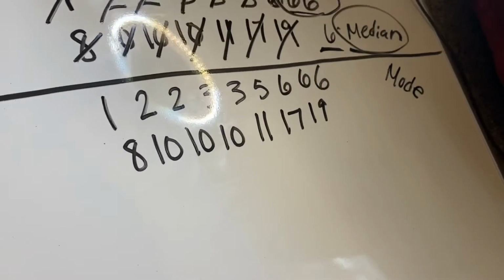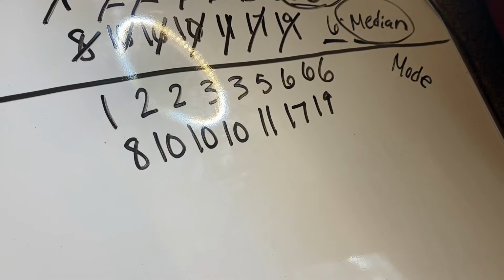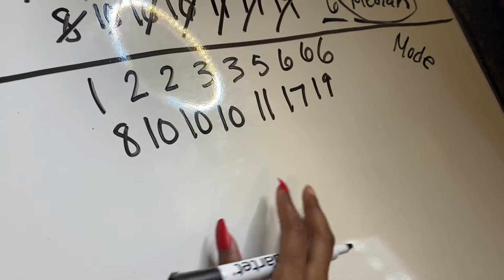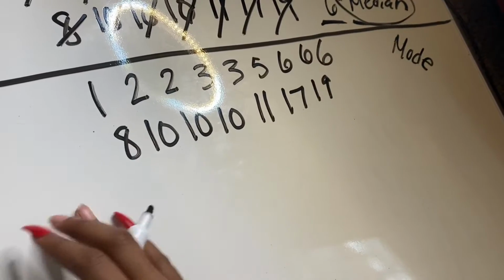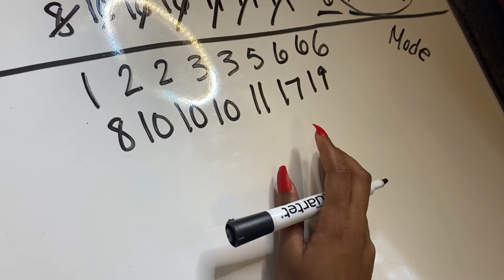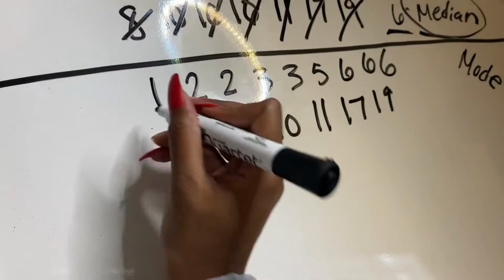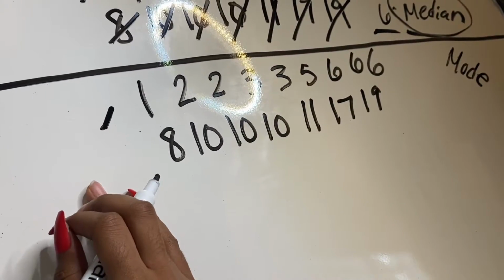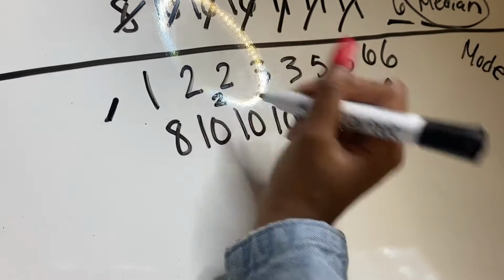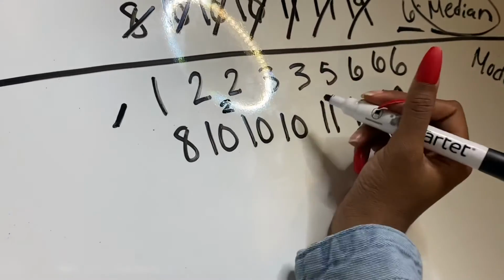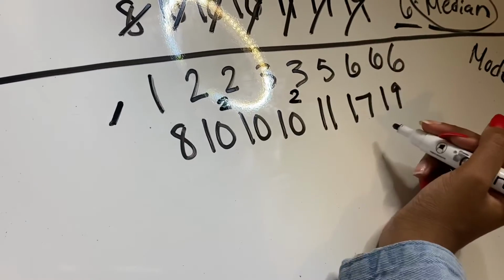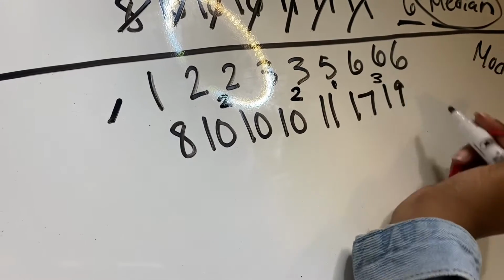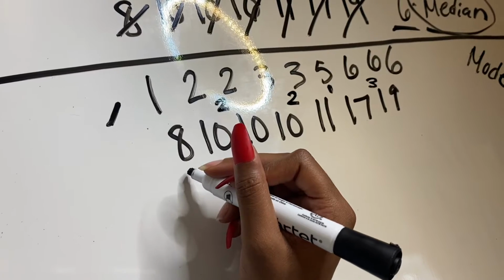And the last step in this problem is to find the mode. The best way to explain the mode is to look for the number that you see the most in the data set. So when you look in this data set, how many numbers do you see of 1? You only see 1, 1. So we're going to mark that as a 1. How many 2s do you see in the data set? 2. So I'm going to write a 2 under it. How many 3s do you see? 2. How many 5s? 1. How many 6? 3. How many of the 8?